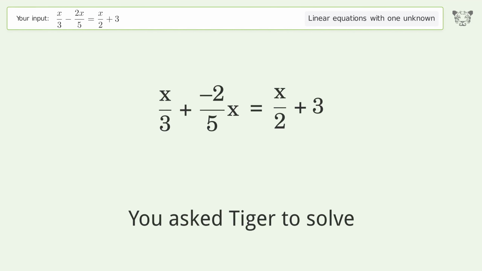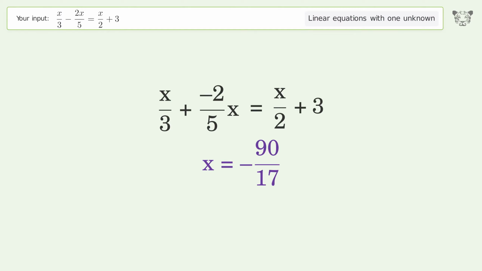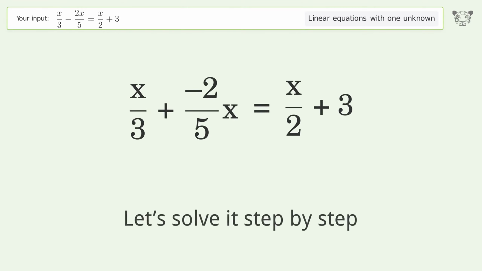You ask Tiger to solve. This deals with linear equations with one unknown. The final result is x equals -90/17. Let's solve it step by step.